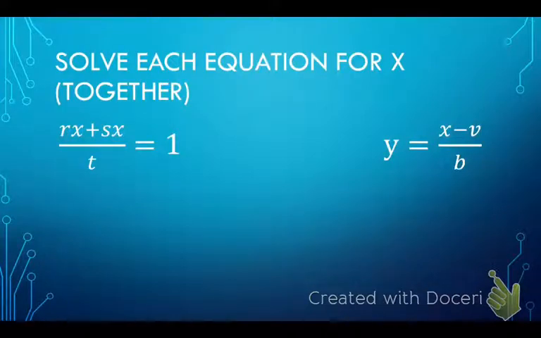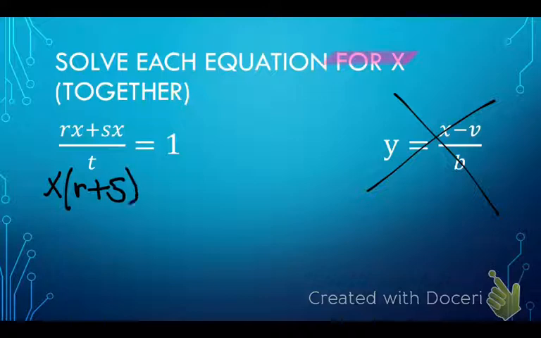Okay, so actually I think we'll just work through one of these. We're just going to work through the one on the left, so I'm just going to, whoopsies, cross this guy out. You don't have to work on that one. I'm just going to focus on the one on the left. So it wants me to solve for x. So first off, I notice in this equation, I have two x's, so I need to factor out my x, so I'm left with r plus s over t equals 1.